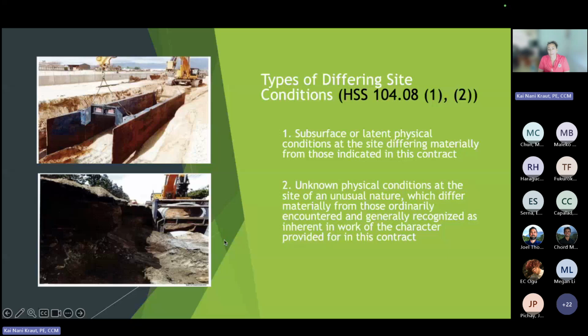Okay, so let's see if I can move this thing. There's two types, and this definition actually aligns with the FAR. It aligns with the state law. It's all very similar. So two types of differing site conditions: subsurface or latent physical conditions at the site, differing materially. So we're going to talk about what is materially. I think that's one of the big criteria.